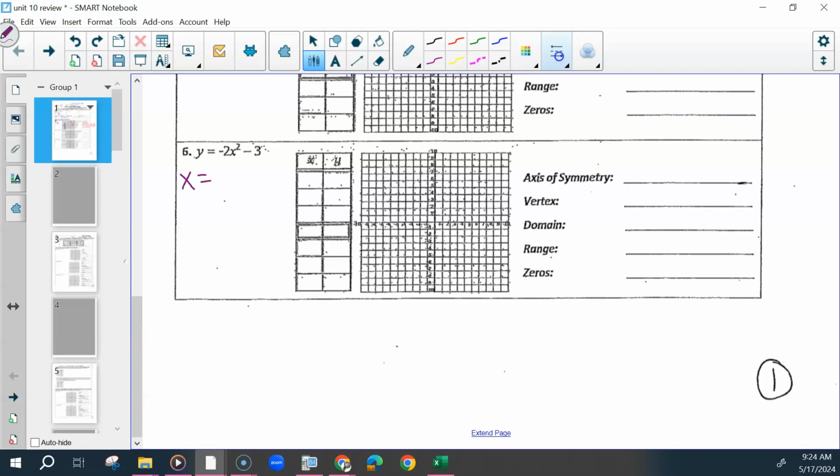So when you set up your axis of symmetry, we don't have b. So that's going to be negative 0 over 2 times negative 2. What's your axis of symmetry? What would that simplify to be? Zero.